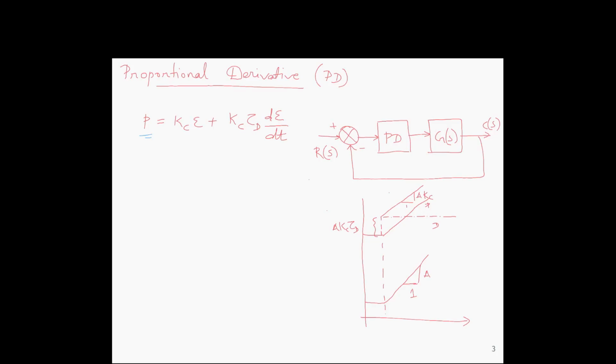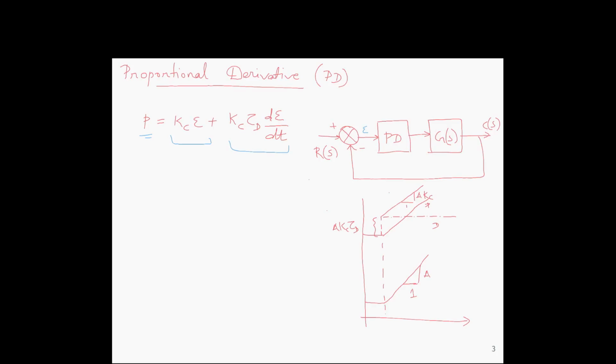In the last video, we have seen about proportional and proportional integral controllers. Now we will discuss proportional derivative and proportional integral derivative type of controllers. Like in the proportional integral controller, here we have the proportional component Kc into error and the derivative component Kc into tau d into the derivative of error, d epsilon by dt. Now this is the error.